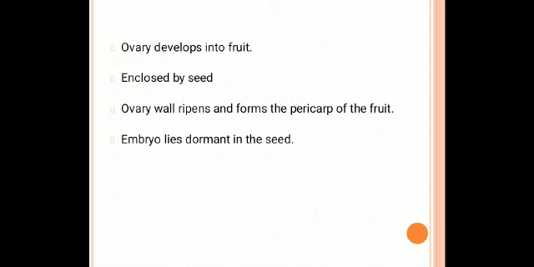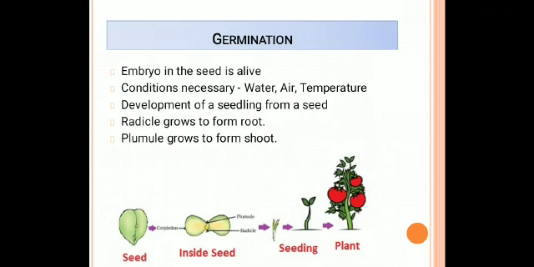Finally, the embryo lies dormant in the seed. Within the seed the embryo lies, and when it gets favorable conditions, it germinates. The next and last process is germination. A seed is the reproductive part of the plant which is capable of growing into a new plant. The embryo in the seed is alive. It will not germinate until it gets suitable conditions. When it gets suitable conditions, it germinates.